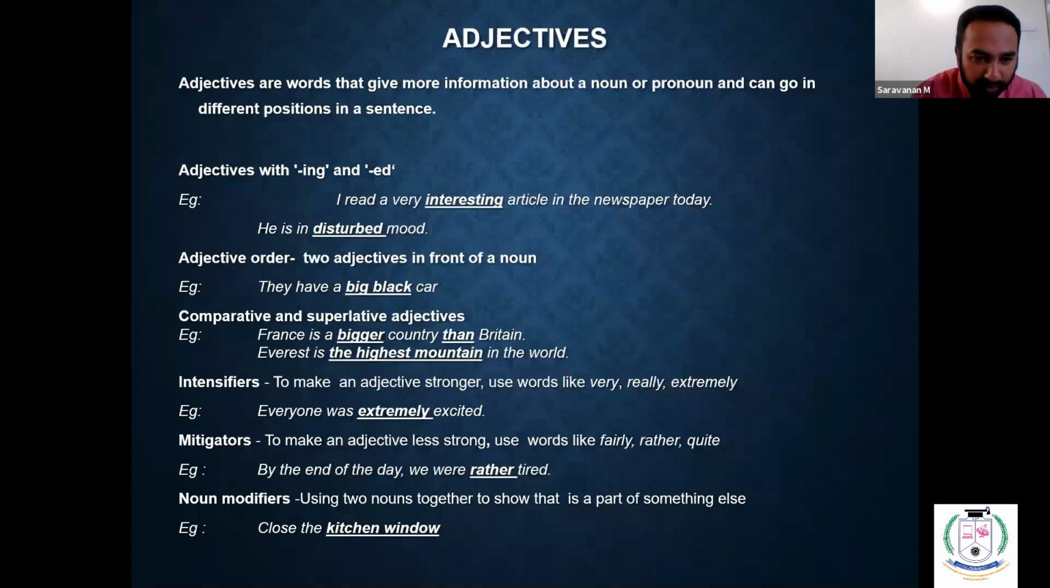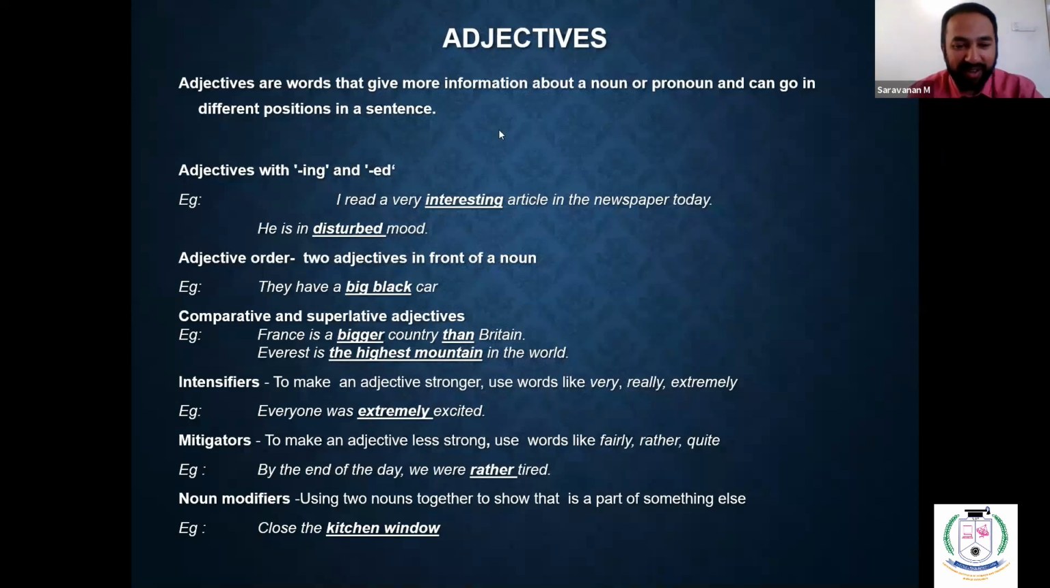Next one. Mitigators. To make an adjective less strong, use words like fairly, rather, quite. By the end of the day, we were rather tired. We are not stressing too much, but we are, in fact, making it less strong. We are not making it stronger, but less strong. Rather tired. Now, after the session, you would also say the same thing, right? Yes, I had 3 hours today, so I am rather tired after my classes, isn't it? Now we'll move on.